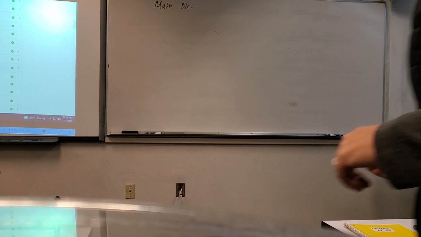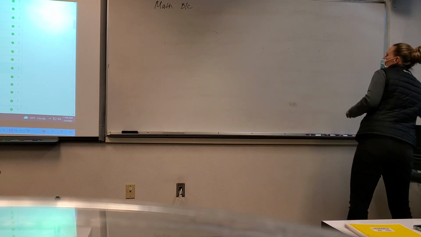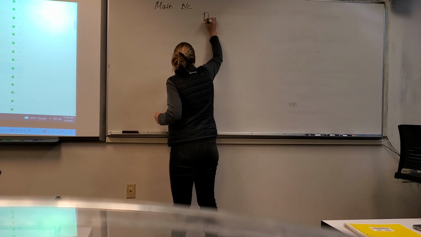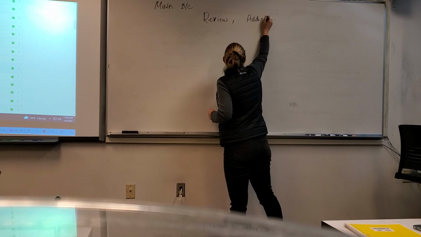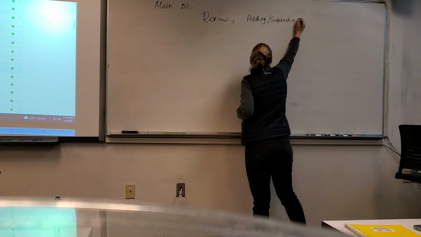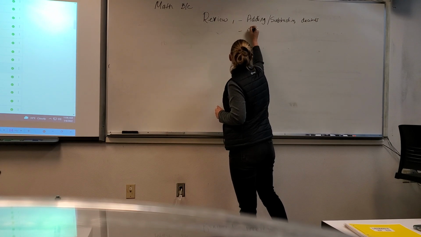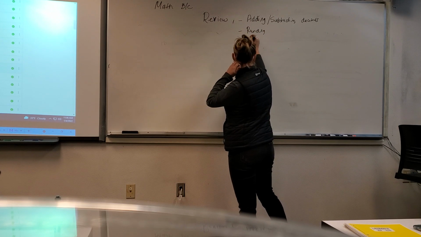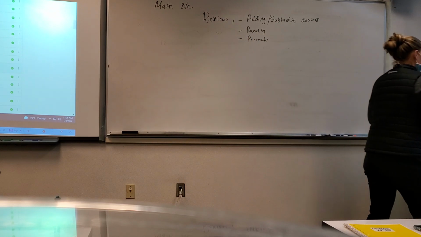All right. So today in review, we're going to just talk about adding and subtracting decimals. We're going to talk about perimeter. And we're going to talk about rounding rules. So take out your notes. Rounding, and then perimeter. So those are the three review items that we're going to cover.